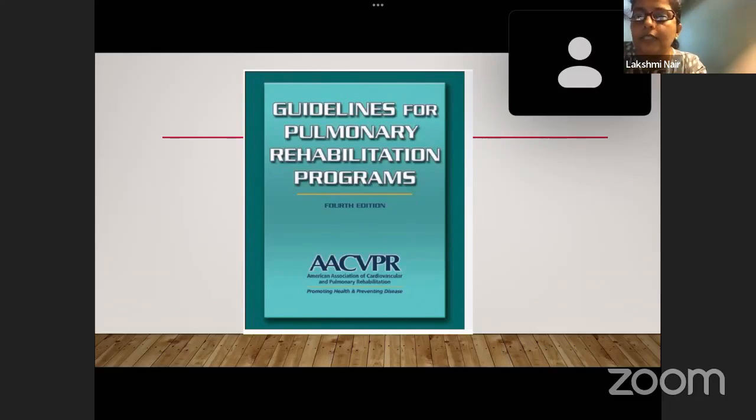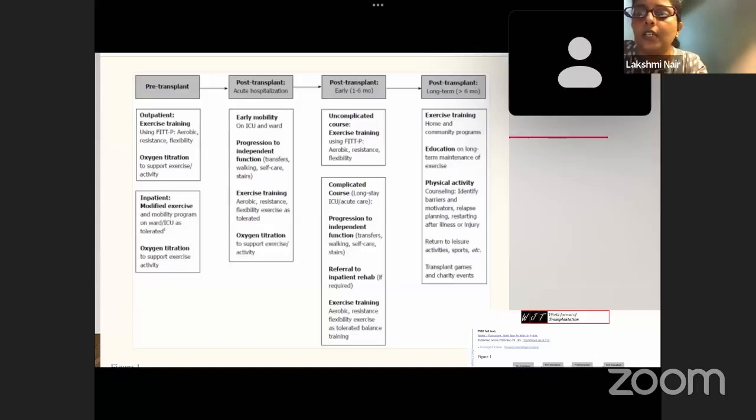So we follow the American Association of Cardiovascular and Pulmonary Rehabilitation protocols. This is a good journal which is really accessible. You can have a look. This is the protocol that they suggest. The pre-transplant program and the post-transplant program, they've divided into 3: acute hospitalization, early post-transplant program, and long-term program.